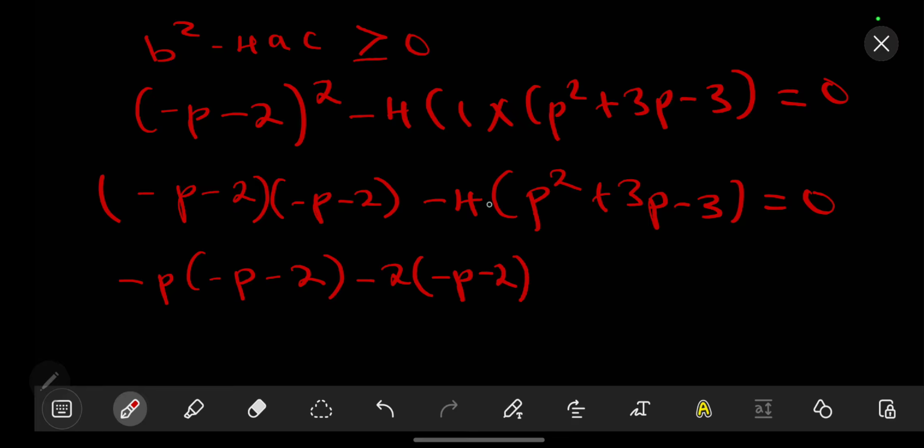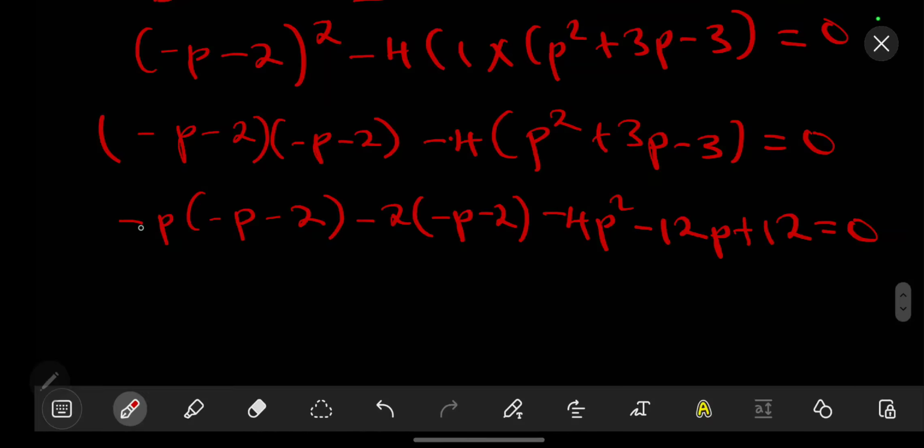Then we have negative 4 times p squared, it will be negative 4p squared. Negative 4 by 3p, it will be negative 12p. Negative 4 times negative 3, it will be plus 12, should be equal to 0. So we are going to end up with negative p times negative p, it will be positive p squared. Negative p times negative 2, it will be plus 2p. Negative 2 times negative p, it will be 2p.